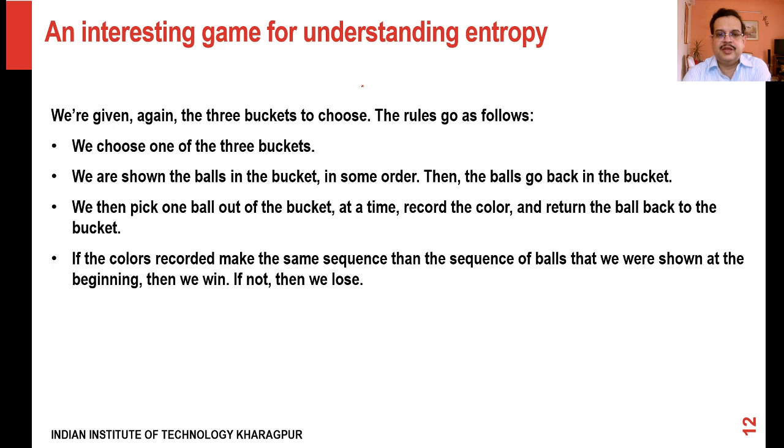So the game says that we have these 3 buckets. We choose one of the 3 buckets. We are shown the balls in the bucket in some order. Then the balls go back in the bucket. Then we pick one ball out of the bucket at a time, record the color, and return the ball back to the bucket. If the colors recorded make the same sequence as the sequence of balls that we were shown at the beginning, then we win. If not, we lose.